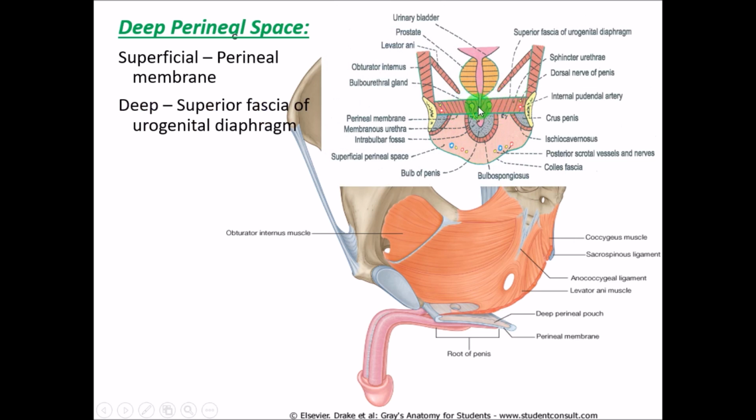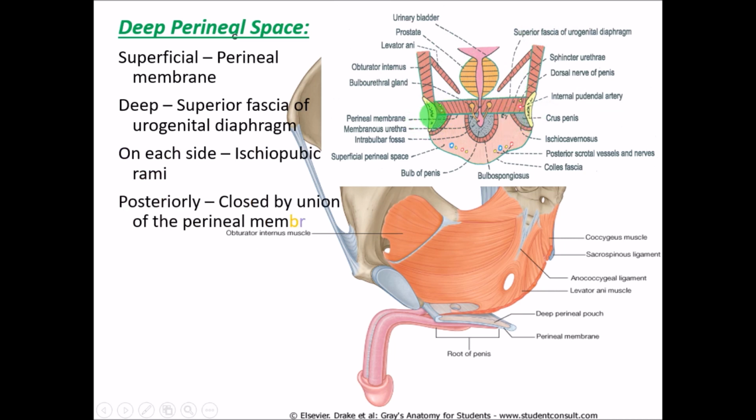Okay, so what are the boundaries? Superficially we have the perineal membrane, also called the inferior fascia of the urogenital diaphragm. Then deep we have the superior fascia of the urogenital diaphragm. Okay, on each side we have the ischiopubic rami, on either side.